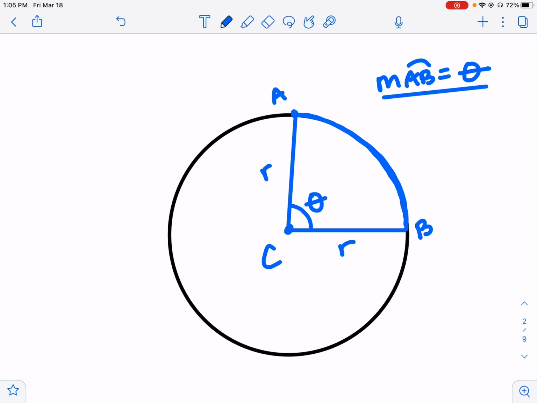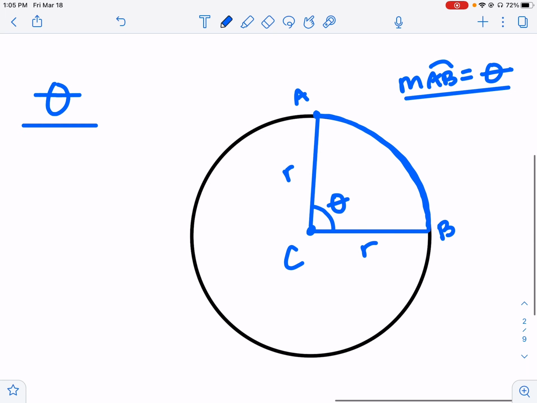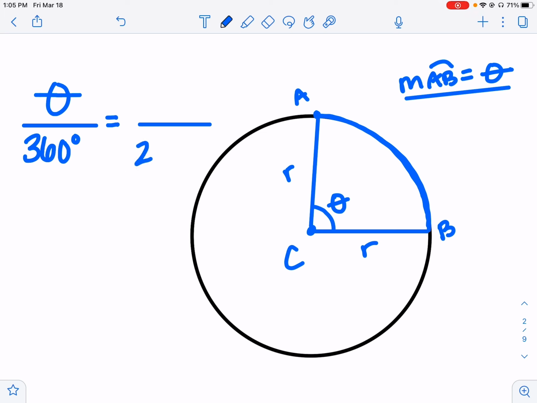So theta represents how much of the circle we have. We can actually set a proportion. We can say we have theta, and we know the total amount of degrees in a circle is 360. So we're setting up a proportion here. What we want is how much of the circumference do we have. So the total circumference is going to go on the bottom. And we actually use S to represent arc length. That seems a little odd.